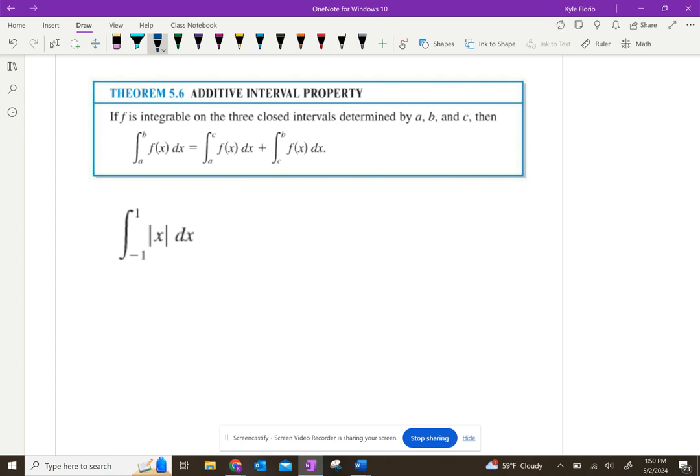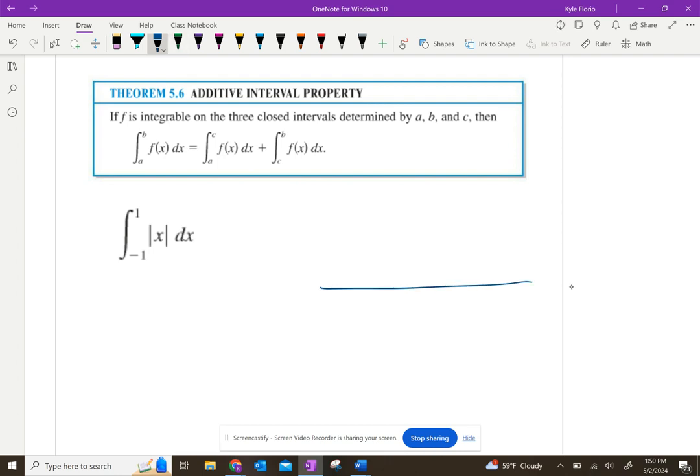Additive interval property. If the function is integrable on three closed intervals determined by a, b, and c, then if I want the integral under a function from a to b, I can go from a to c, take that section, add that to the section from c to b, and that'll give me the area under the full curve. So here's an example why that might be useful.